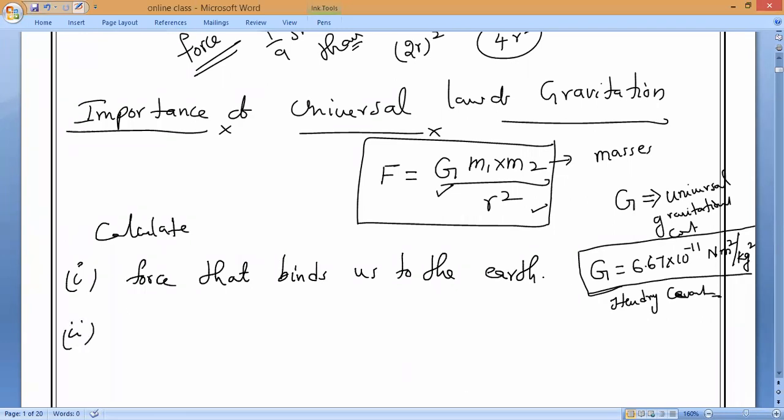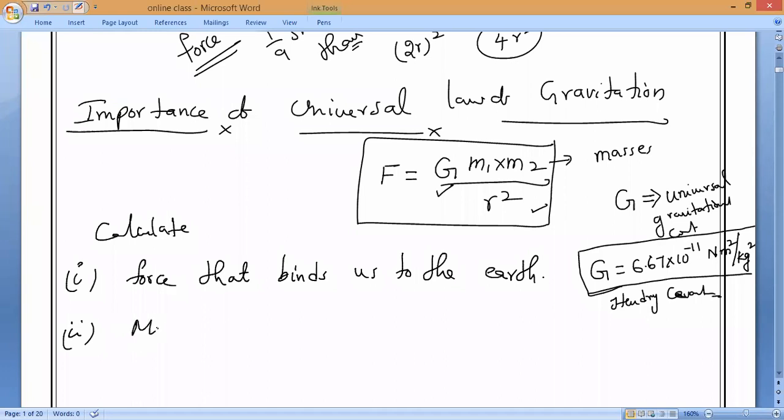Second importance: is it applicable only to the Earth and the objects on it, or out in space also, out of Earth also? Is it applicable only on Earth and inside the Earth, or out of Earth also? Out of Earth also, sir. Throughout the universe. Is it yes or no? So that is why we can find the motion of the moon around the Earth. That is the second importance.